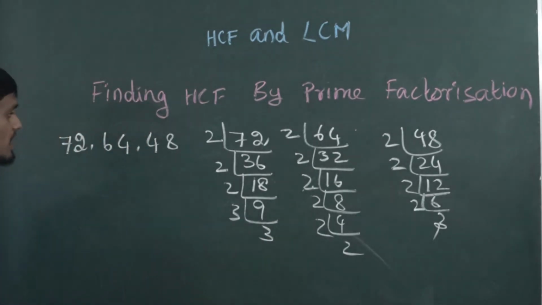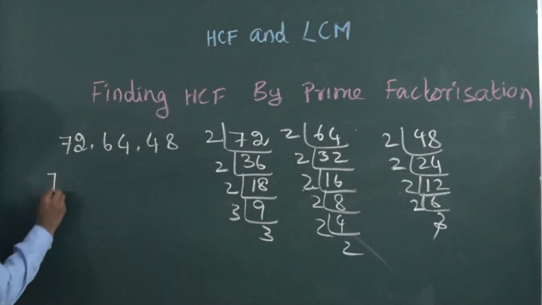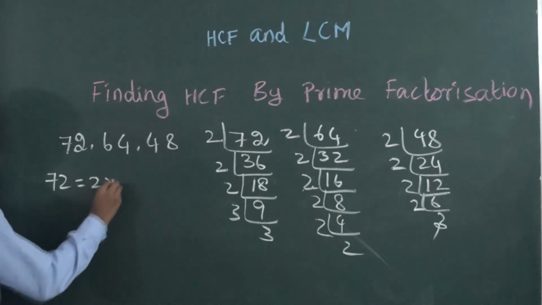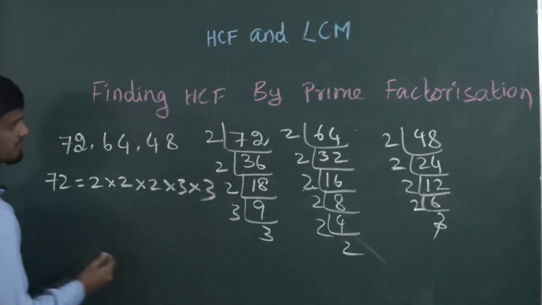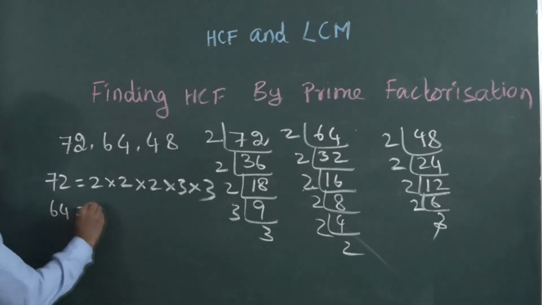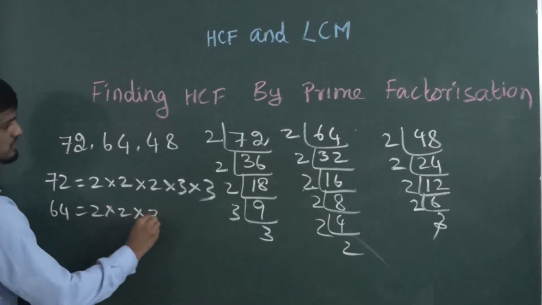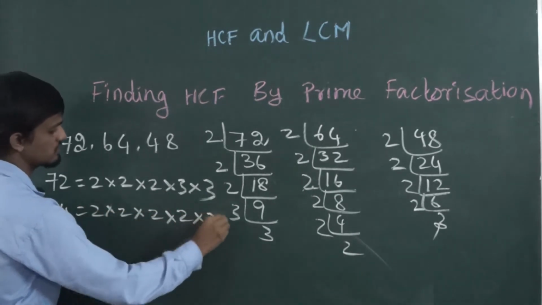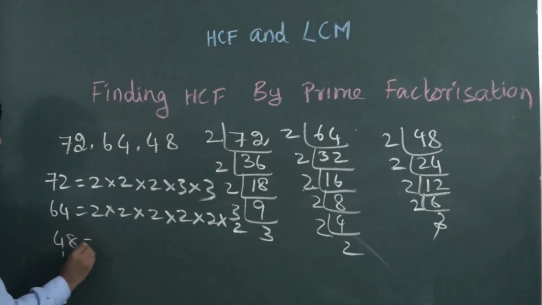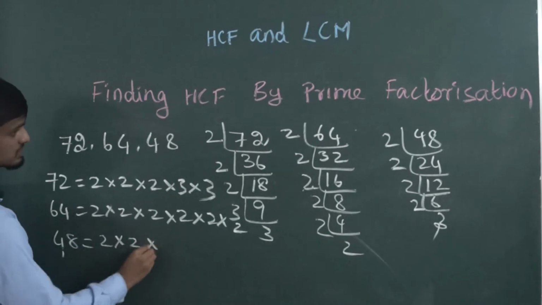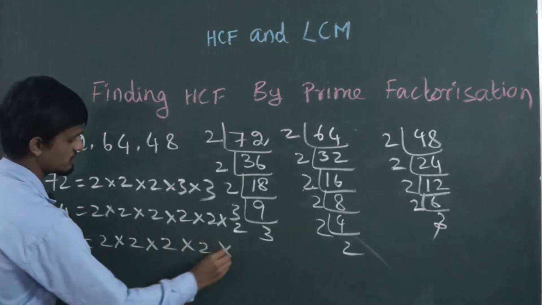Next we will find the HCF. How? For 72, what is there? 2 into 2 into 2 into 3 into 3. Next for 64, 2 into 2 into 2 into 2 into 2 into 2. Next for 48, 2 into 2 into 2 into 2 into 3.